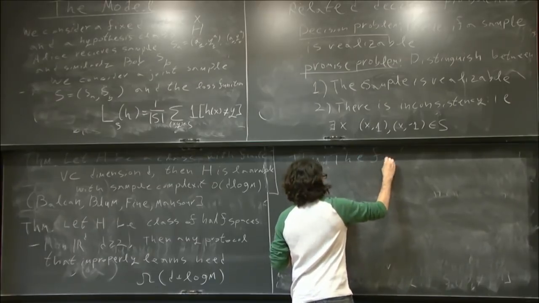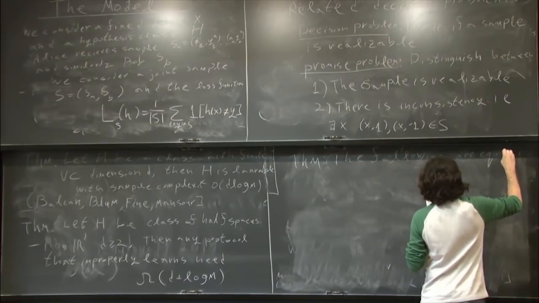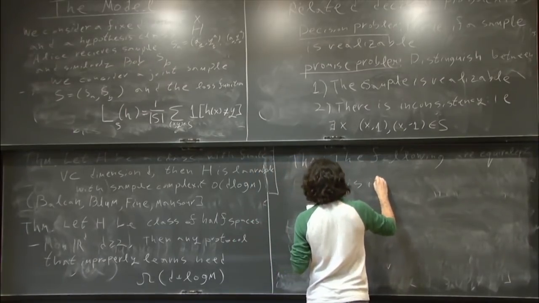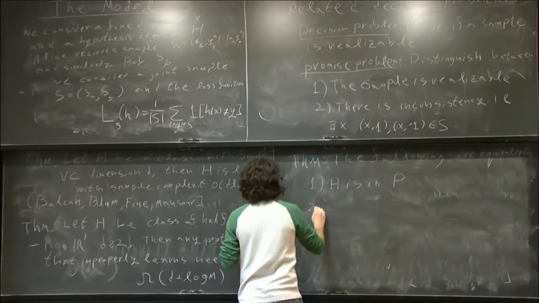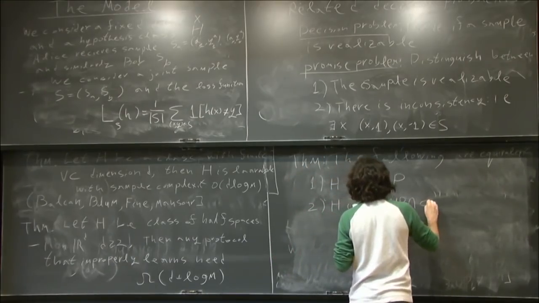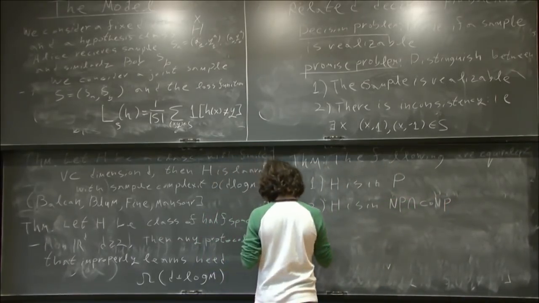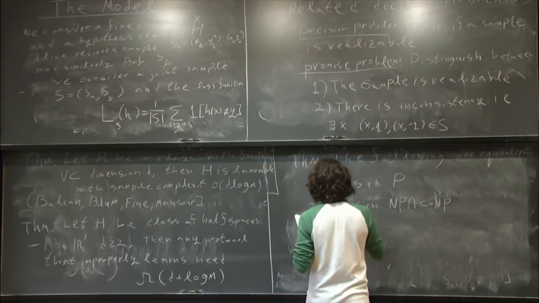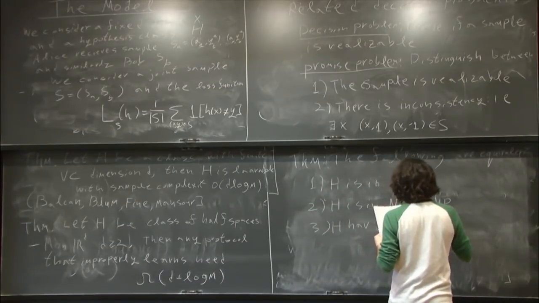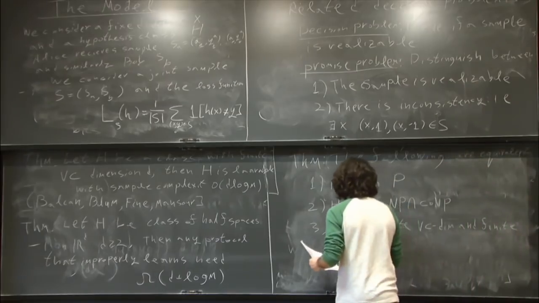Following our equivalent. So one, H is in P. Two, H is in NP and in CoNP. Three, H has finite VC dimension and finite CoVC dimension.